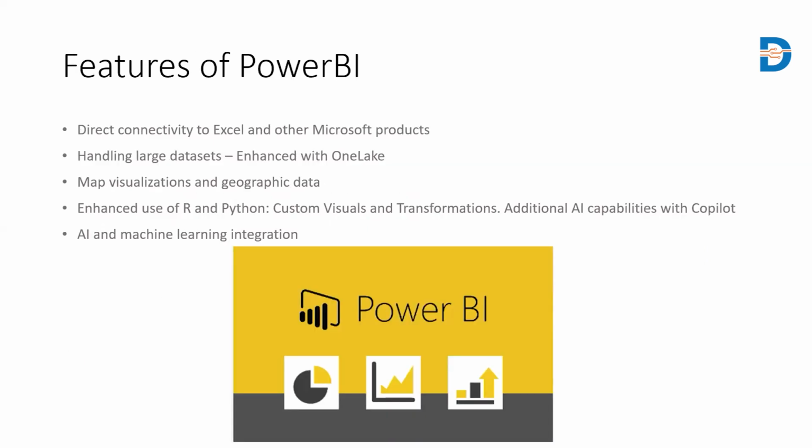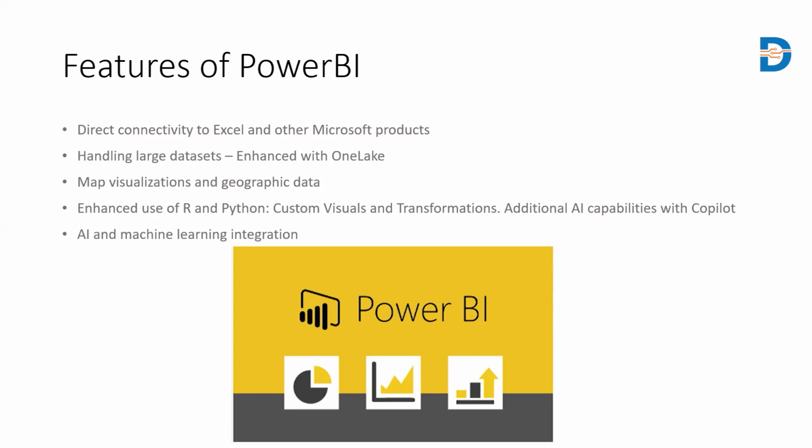Now let us look at important features of Power BI and how it helps data visualization. It offers direct connectivity to Excel and other Microsoft products. This remains one of Power BI's strengths, as it integrates seamlessly with Microsoft products like Excel, Azure, and Teams. The ability to handle large datasets is another unmatched feature. It can handle up to 100 million rows or even more, and with the use of OneLake, its capacity is even enhanced.